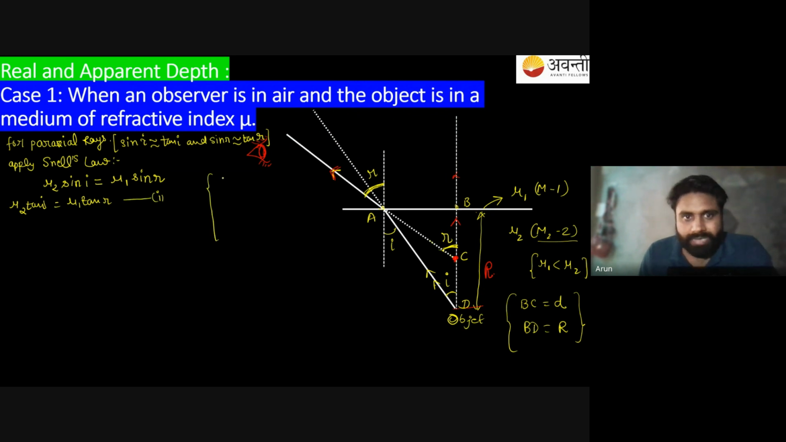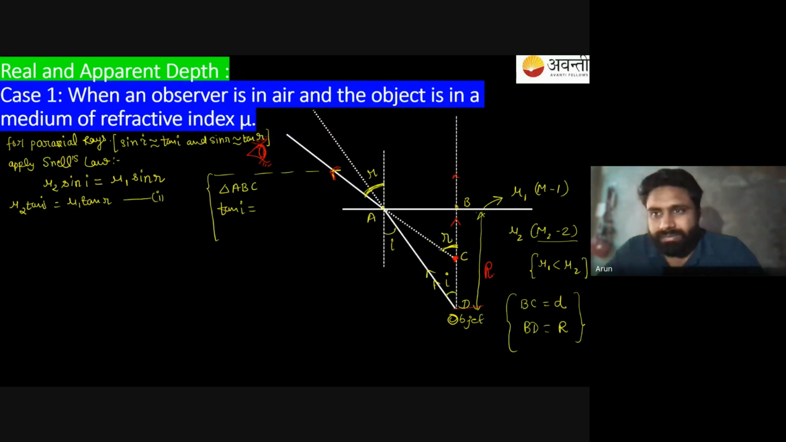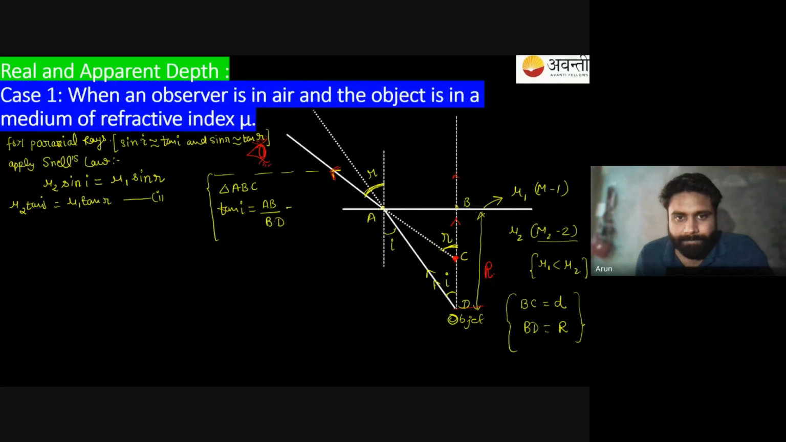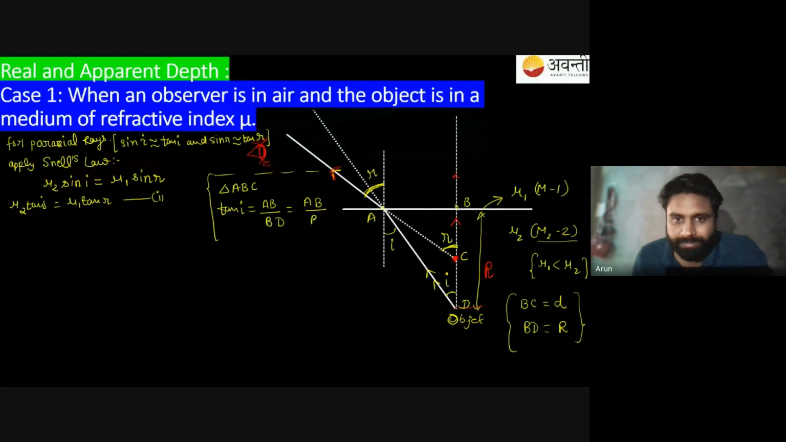So what will happen in our calculation? In triangle ABC, if you apply tan I, what is the ratio for tan? Tan is the ratio of perpendicular to the base. What is perpendicular here? It is AB, and the base is BD. AB is known to us, so we keep it as it is. We don't need to do anything with AB. What is BD? BD is the real depth R.